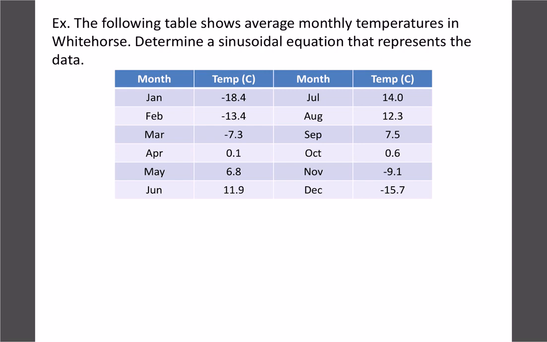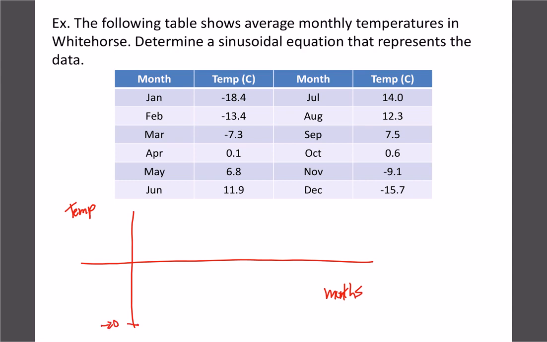So let's do an example. This one shows average temperatures over the course of a year in Whitehorse, Yukon. You can see in January it starts at negative 18.4, heats up until we get to July, and then it gets cold again on the way down to December. If we were to graph this, we would put temperatures on one scale, and the months on the other scale. Our temperature in Celsius goes from negative 18, so let's put about negative 20, up to a maximum of about 14. So we can go from 20 to 20 would be a good scale. And we would do our months from month 1 up to month 12.